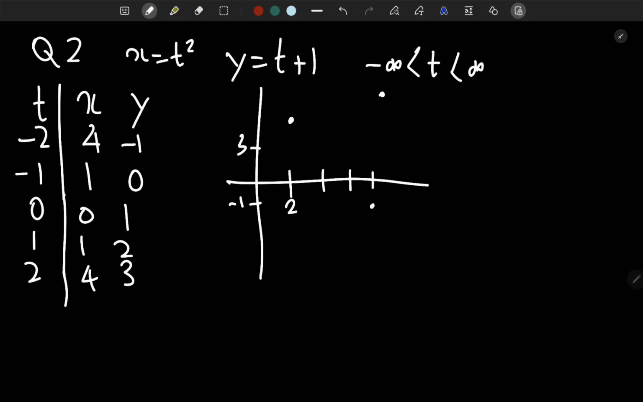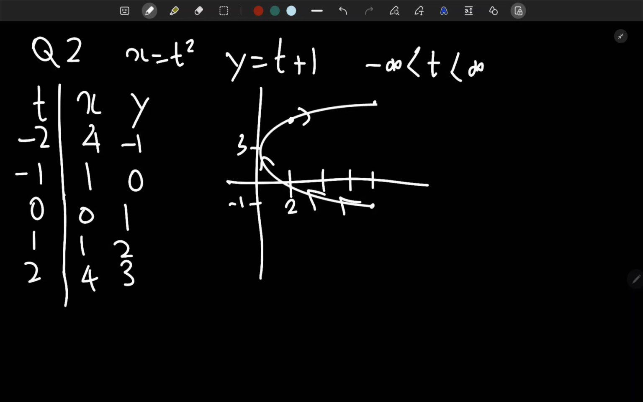And now if we graph this, we are gonna get a parabola which looks like this, and this is the x is equal to y squared parabola, if you have seen this before. And again, the direction here is going to be, since -2 is the starting point, it is going to start from here, in this direction, and then go like this. So don't forget that.